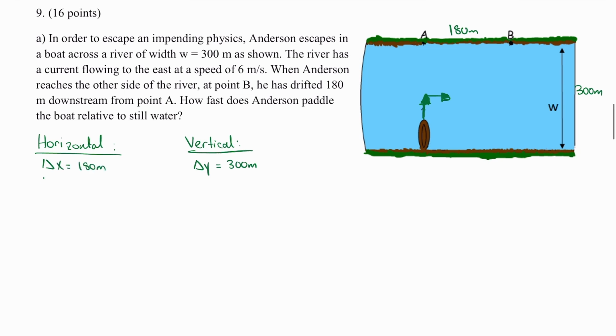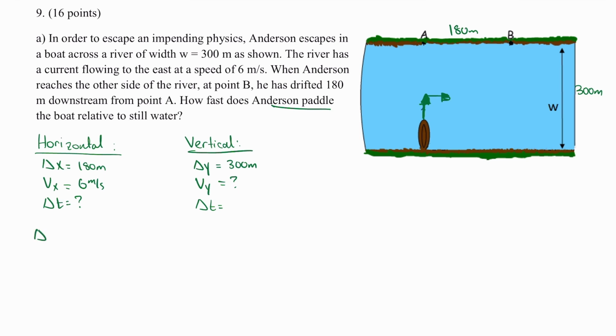I know that the velocity of the boat horizontally is going to be 6 meters per second. What I'm looking for is the vertical speed of this motion, which describes how fast he can paddle. That's what I'm looking for. What I can do in the horizontal is find how much time has passed by the time Anderson reaches point B. And why that's so important is that that's going to be the exact same time over here in the vertical.